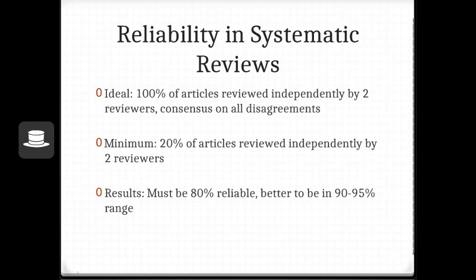Then if you're thinking about the results, you want to make sure that you're at 80% reliability, but it's really better to be in the 90 to 95% range for a systematic review. And then if you're doing a larger review, just keep in mind that you want to monitor throughout the process and make sure that you're reliable at the beginning, middle, and end.